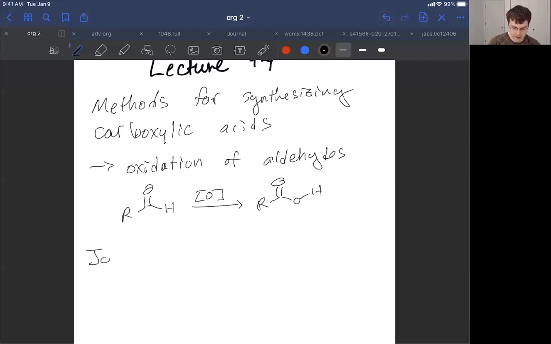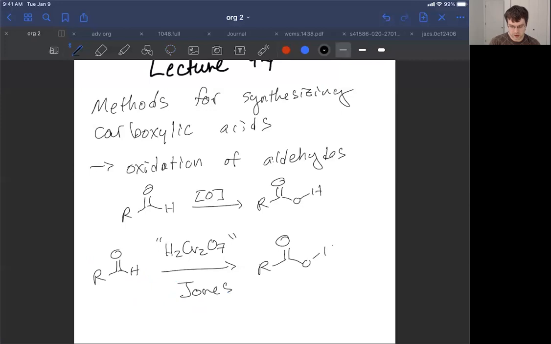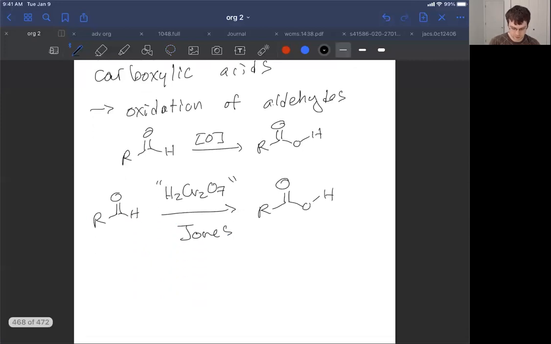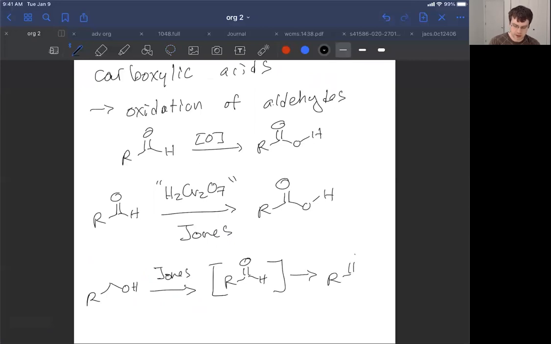Now, a classic way of doing that is the Jones oxidation, so H2Cr2O7 in some form. Okay, I'm going to move Jones over here. That's a weird place to put it. And what that does is right away convert our aldehyde over to a carboxylic acid. And in fact, we can use this protocol to convert primary alcohols to carboxylic acids, and they proceed through the aldehyde. But if you remember, they don't stop at the aldehyde. We have to use a special chromium reagent to do that, and that gives rise to the carboxylic acid.